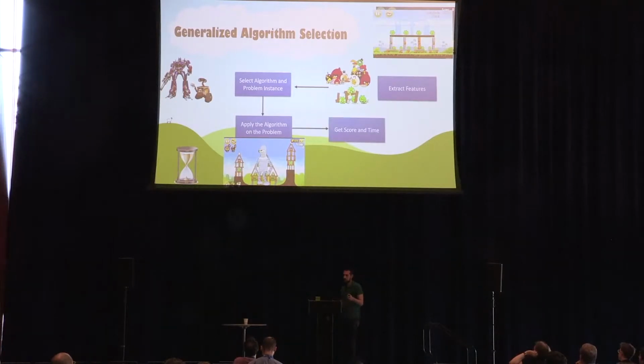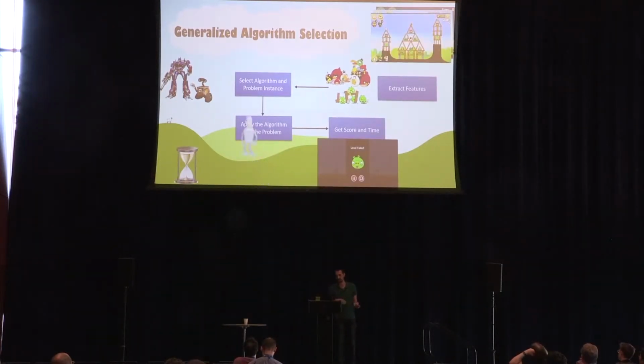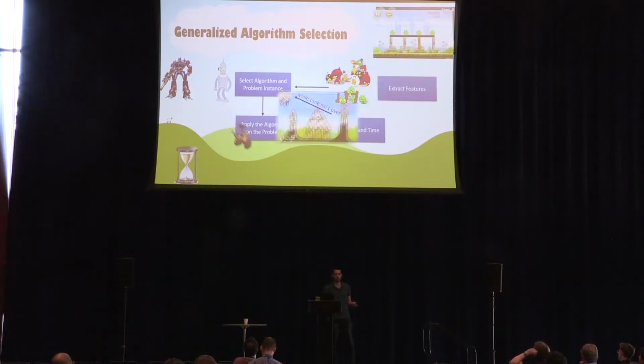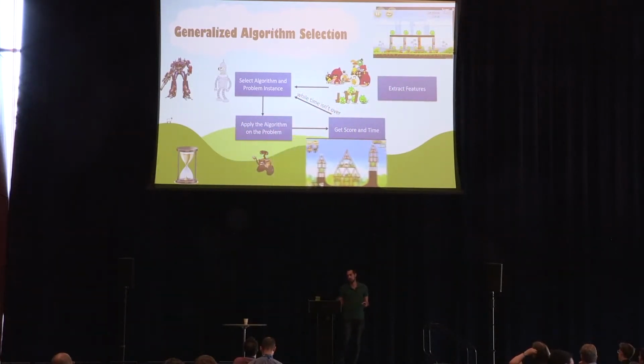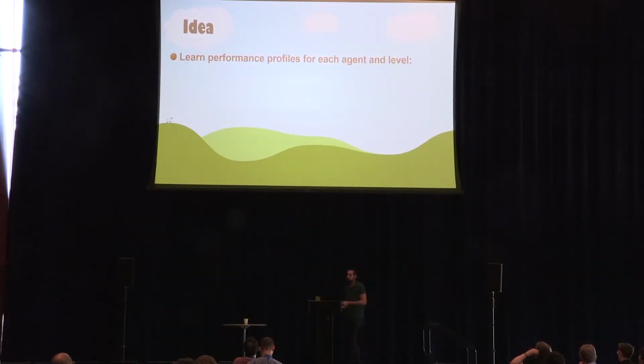After doing so, we get a score and time observations. So not only the utility of the level, but also the time the agent took to solve the level. And if we have additional time, we can repeat this process. Select a new agent and a new level, apply the new agent on the new level, and get new observations. We can also select the same agent and the same level, but this process repeats itself until we run out of time.